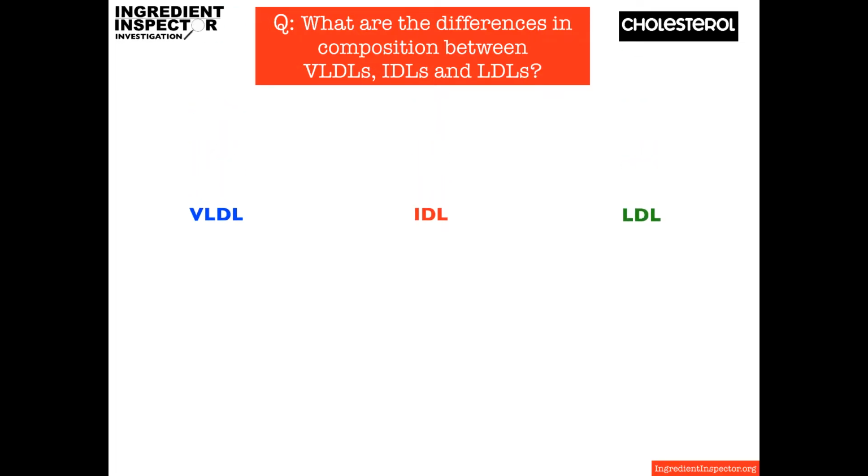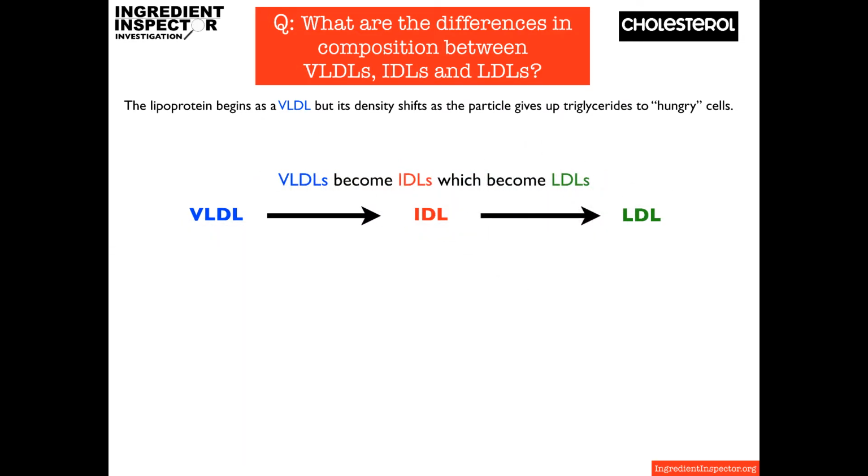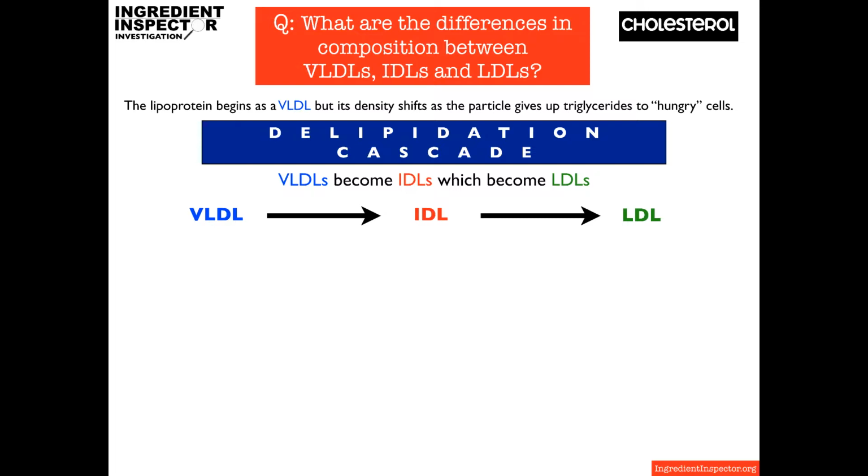What are the differences in composition between the 3? So there's the three. The lipoprotein begins as a VLDL, but its density shifts as the particle gives up triglycerides to hungry cells. So VLDLs become IDLs, which become LDLs. This is referred to as the delipidation cascade, also sometimes referred to as the lipolytic conversion.